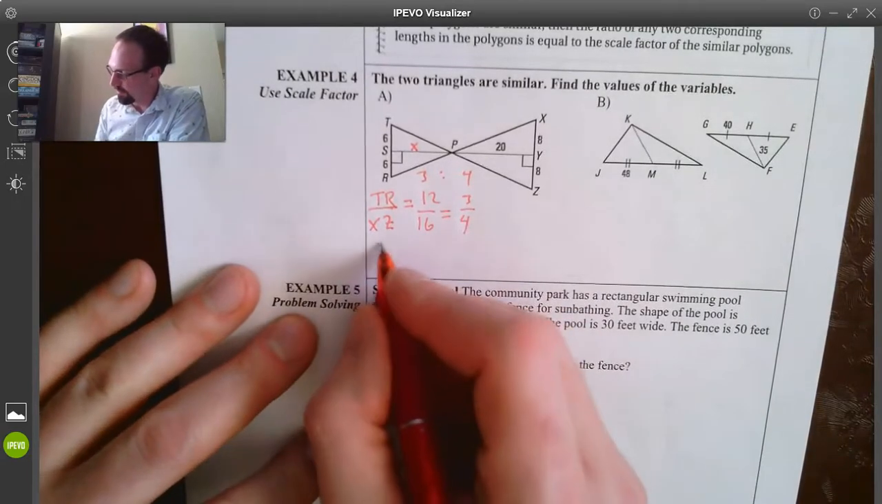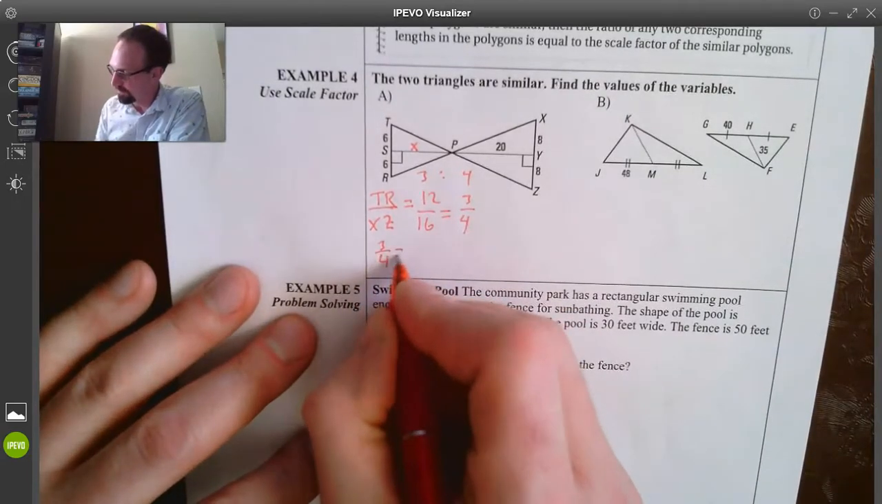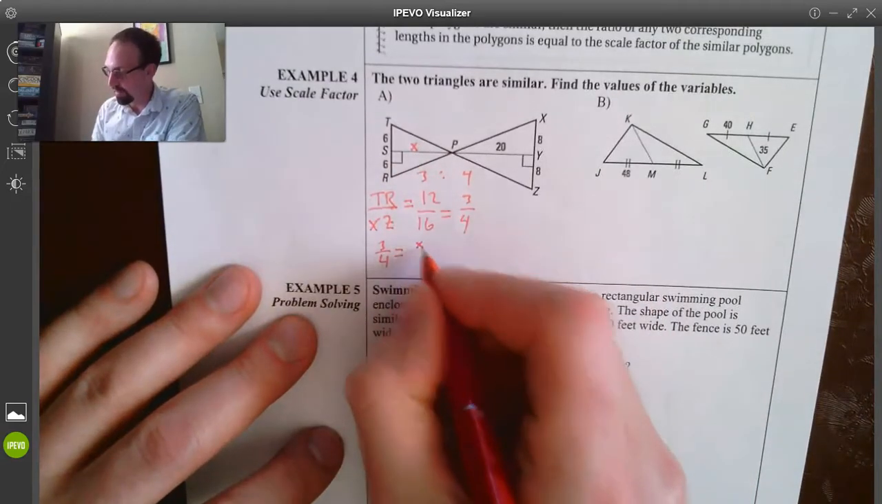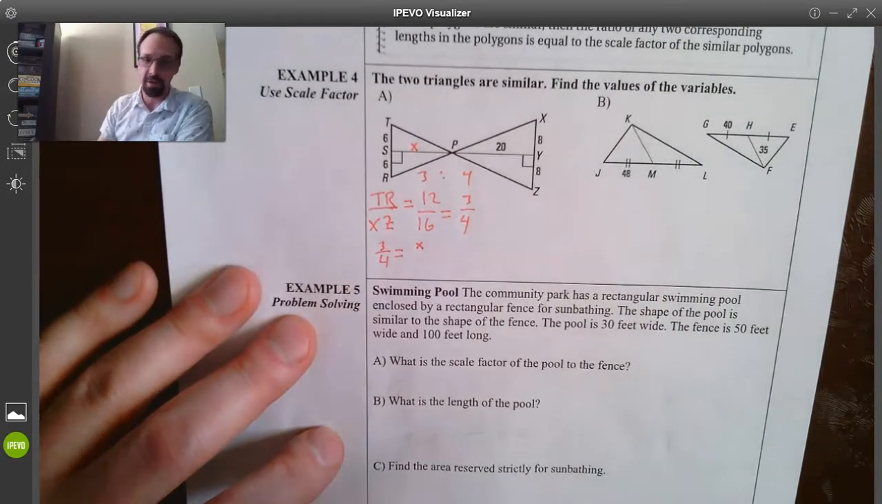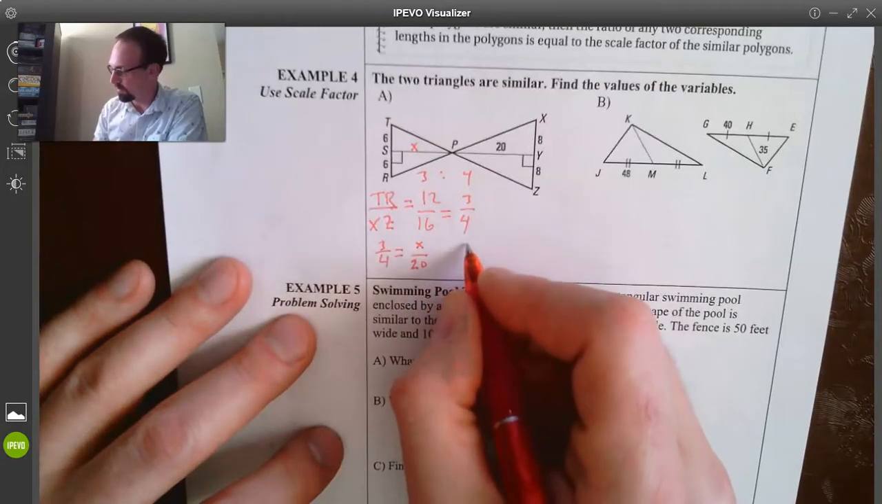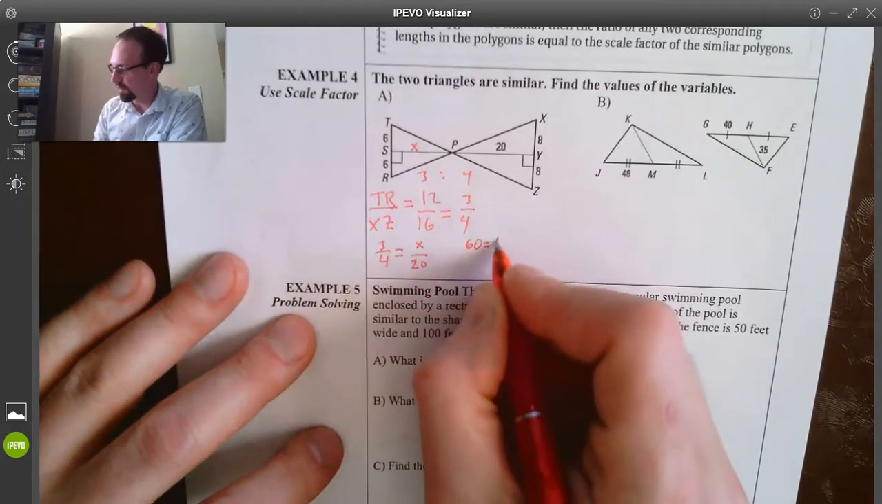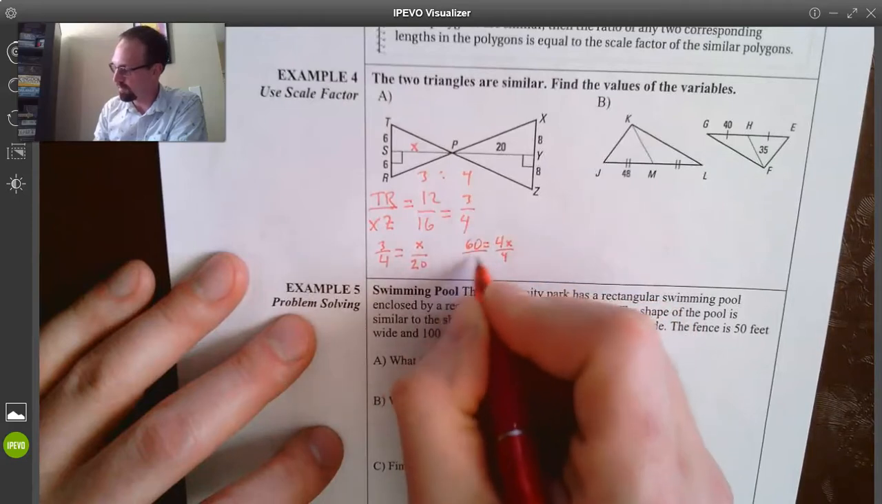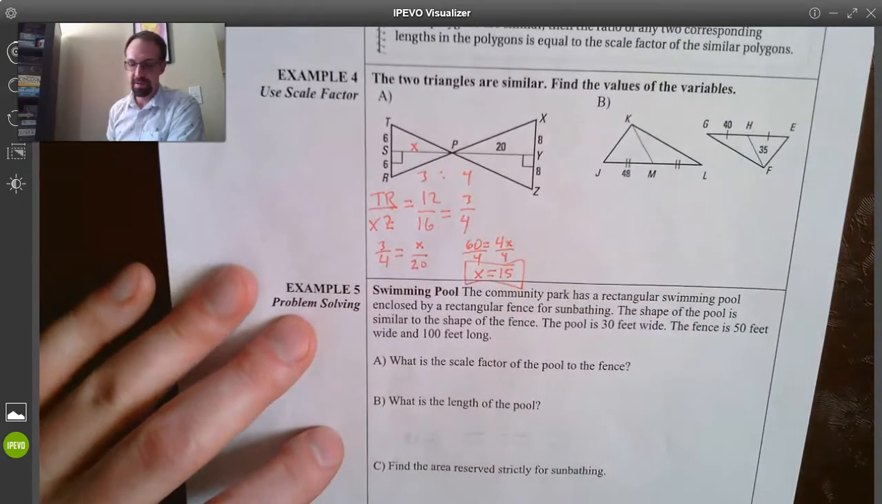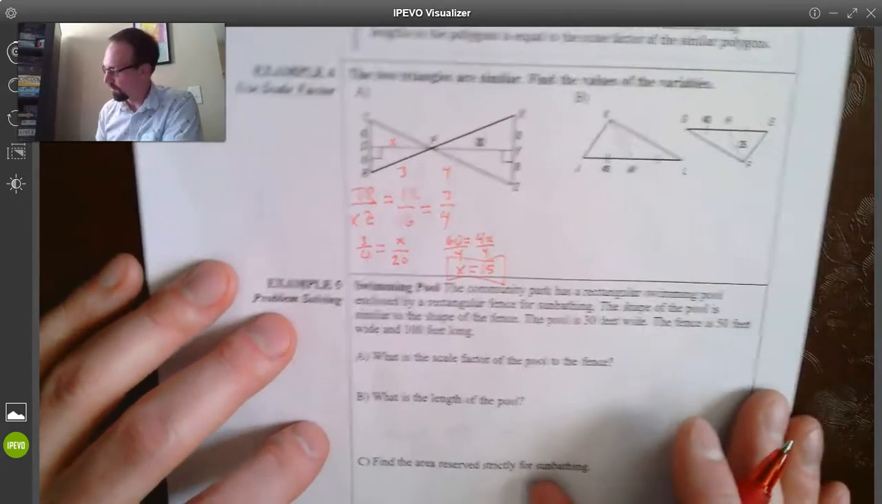So what we're going to do is start with the scale factor. 3 to 4 is equal to, so 3 goes on this side, which means my x variable has to go in the numerator, similar to where the 3 was, over 20. Now we cross multiply just like we've been doing all this unit. 20 times 3 is 60. 4 times x is 4x. Divide by 4 on both sides, and you get x equals 15. So we have that variable for this one.